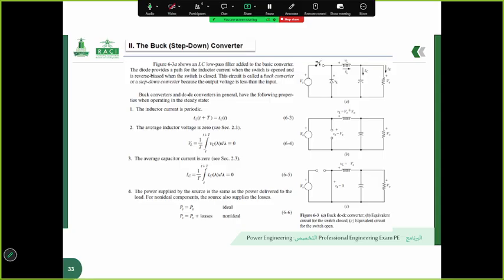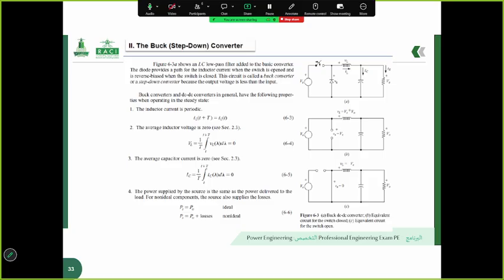So let's talk about the operating principles. When the switch is closed or on, the source voltage Vs is supplied to the inductor, and the inductor current increases and delivers energy to both the load and the capacitor. When the switch is open or off, the diode becomes forward biased and the inductor current continues to flow, since it cannot change suddenly, supplying energy to the load through the diode. Therefore, the inductor ensures a continuous current delivery even when the switch is off.